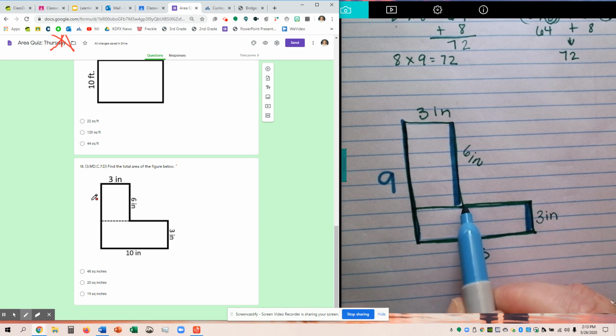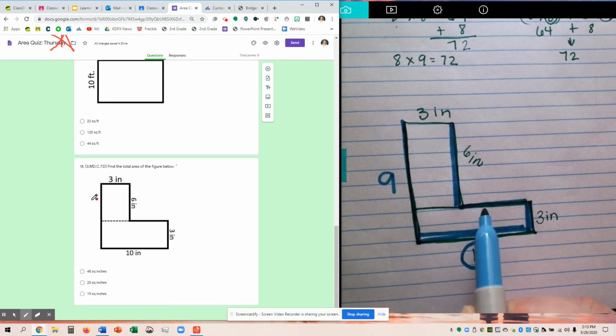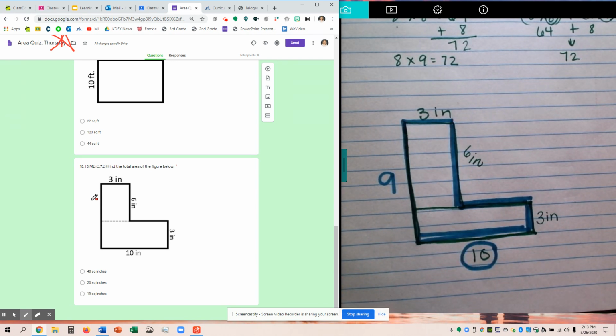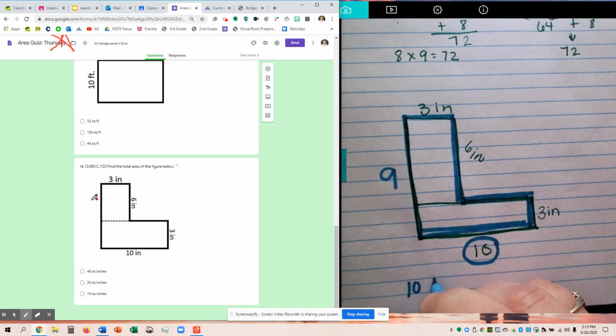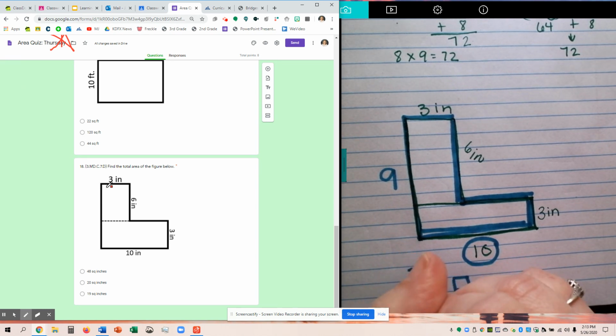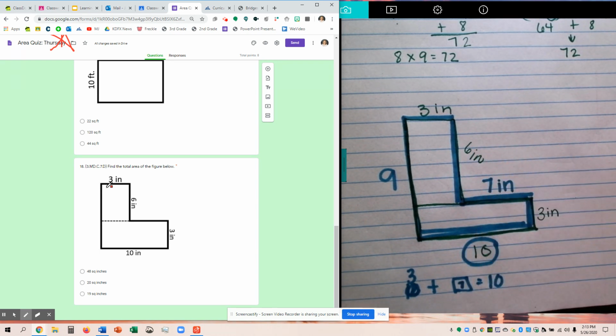And if you want to know what this side is, it's the same thing. We know that this whole side is equal to 10. So this line and this line are equal to 10. So ask yourself, 3 plus something is equal to 10. Well, we know that's 7. So this side would be 7 inches.